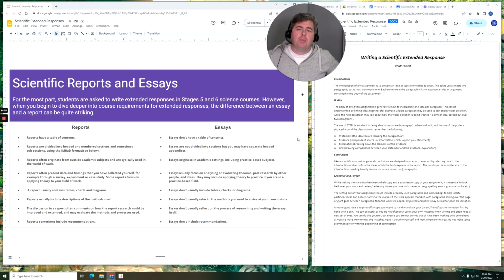Now, for the most part, when you're in school, you might hear teachers using science reports, scientific essays, and scientific extended responses. The collective term that we use is an extended response, which is where you have to write more than 1 or 2 sentences. Now, if you're looking at the difference between a report and an essay, essays are what you've done in the past, whereby you write an introduction, a couple of paragraphs for a body, and a conclusion.